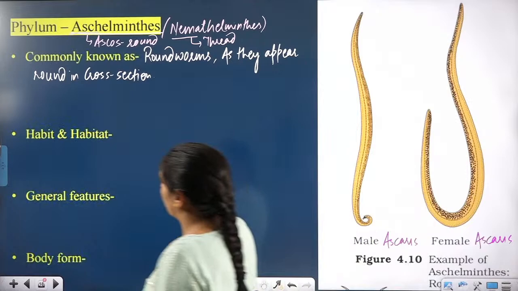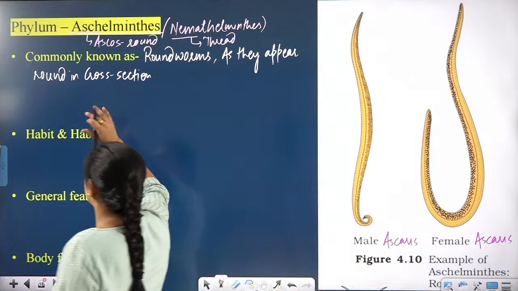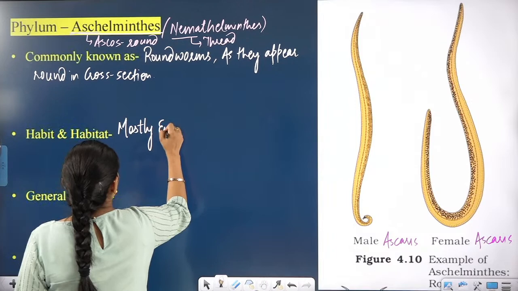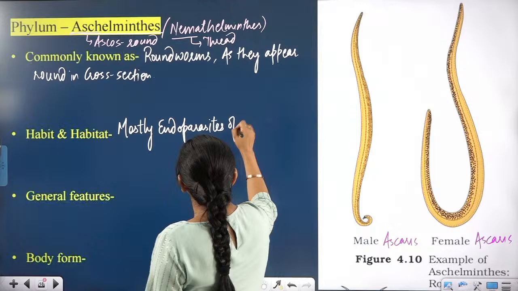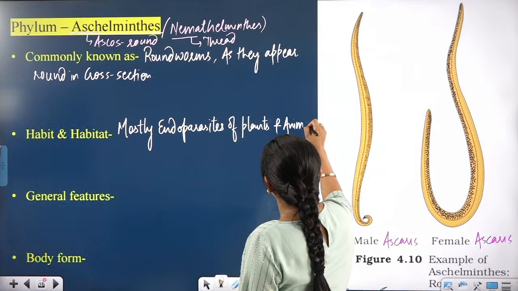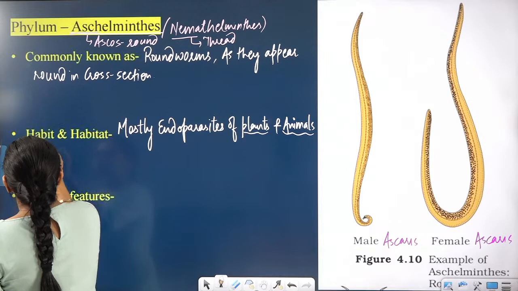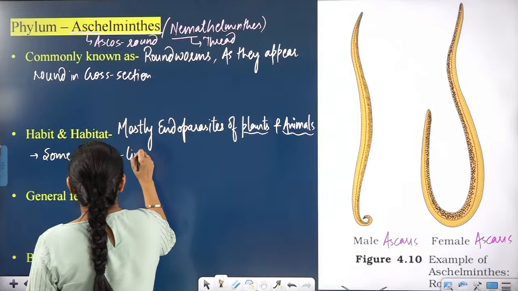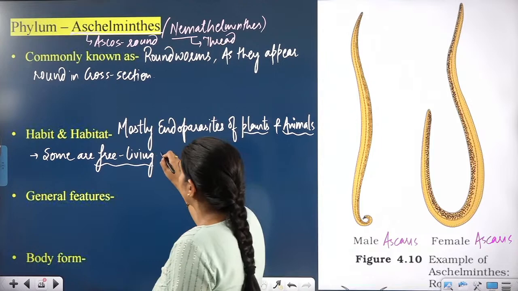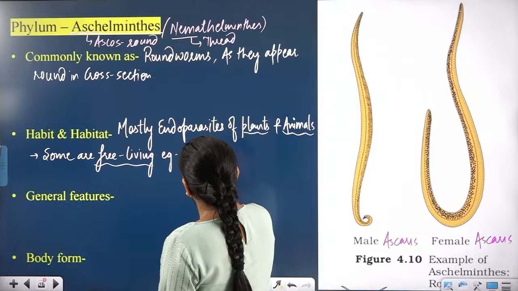Now coming to the habit and habitat. So again, just like flatworms, they are also mostly endoparasites of plants and animals. So it is not necessary that the host will be an animal. It can be a plant as well. And if we talk about the free living forms, there is an example. Some are free living. That means they are not dependent upon any other organism, plant or animal. For example, Rhabditis. Rhabditis is a free living roundworm.